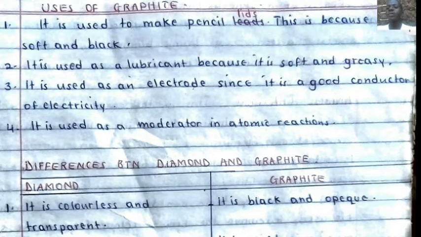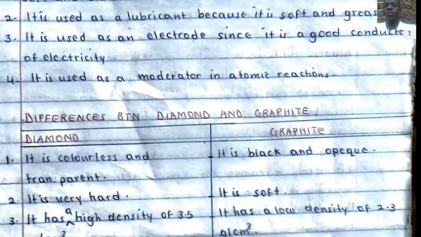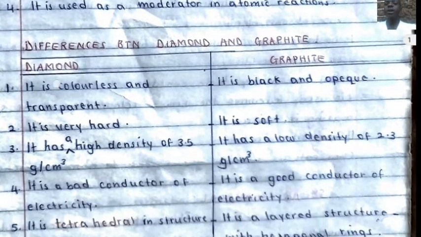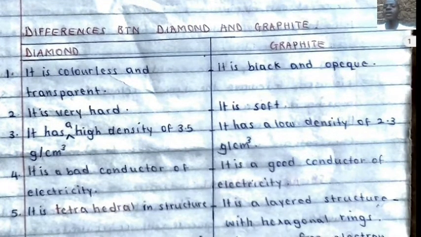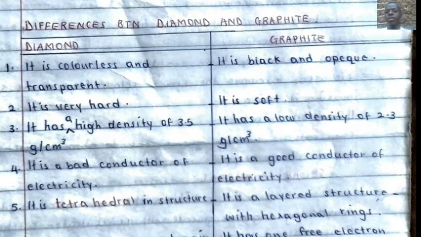A moderator, I mean. So now, having looked at diamond and graphite, we need to know the differences between diamond and graphite. How is diamond different from graphite? So now you can copy, it has no problem.